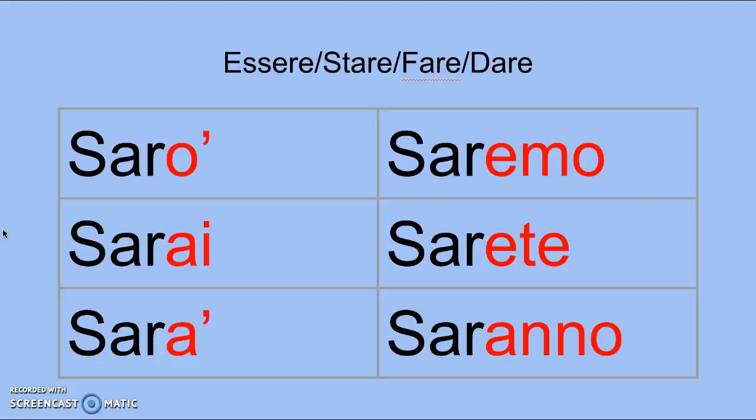This is how you conjugate essere, stare, fare, and dare. They're not all spelled this way, but they all are similar words and therefore are conjugated in the same way. But this is essere being conjugated here, so it's sarò, sarai, sarà, saremo, sarete, saranno.